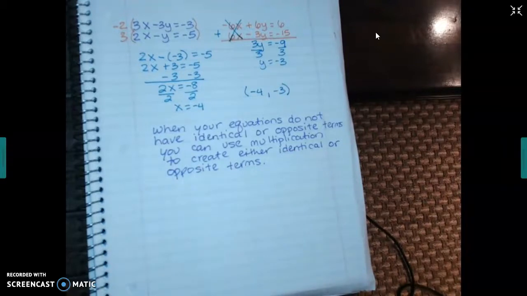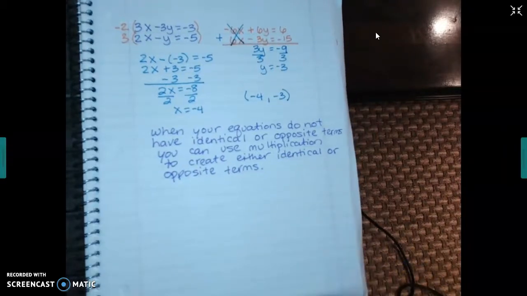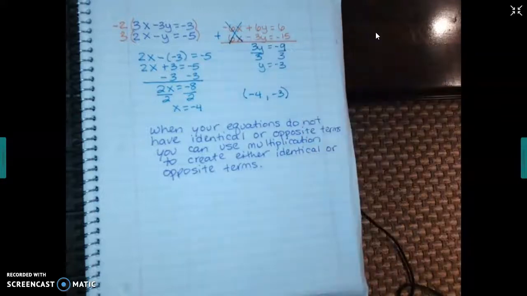In the examples that I've done, I always will suggest that you try to create opposite terms so then you can add. The reason why I make that suggestion is because you are far less likely to make an integer rule mistake that often occurs when you use subtraction. Can you create opposite terms? Sure. Can you create identical terms? Of course. It's your choice how you would like to set these up. Keep in mind, you are using multiplication to help you create opposite or identical terms.